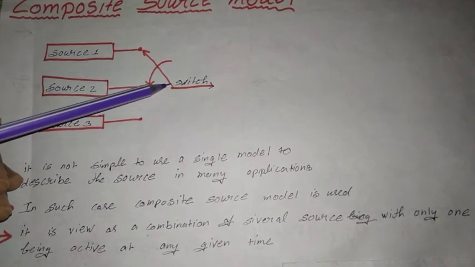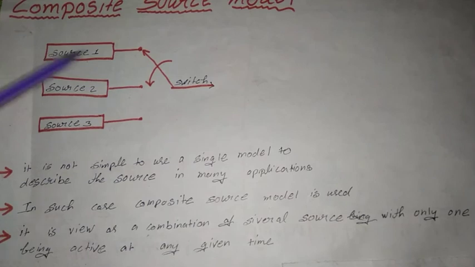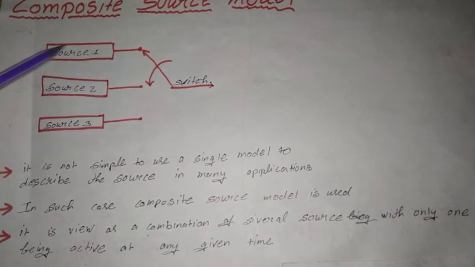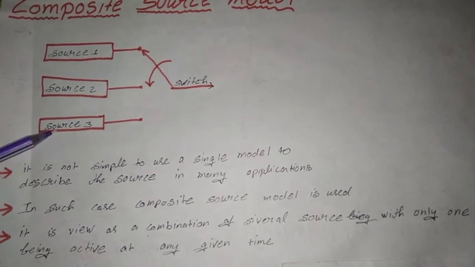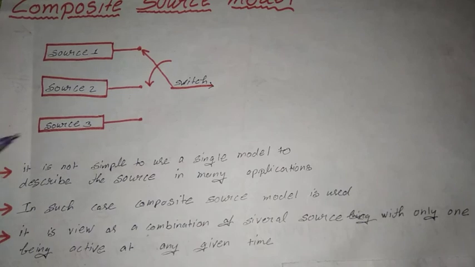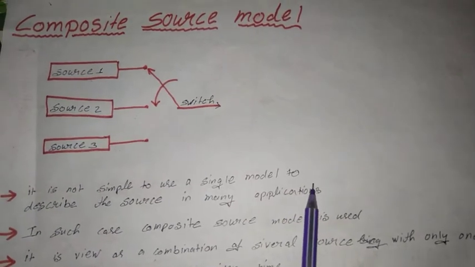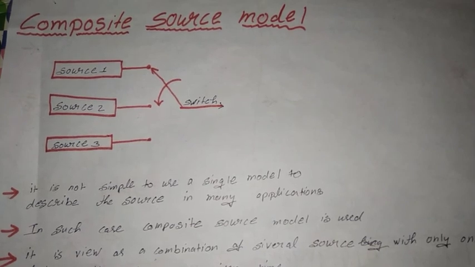At this time, this first source is connected to the switch, then this source is active in this time. Next time it may be connected to source 3, then source 3 will be active at that time. This is the whole composite model. Okay, I hope you understand.